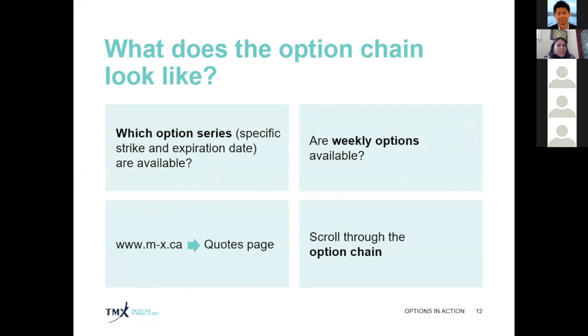Okay, what does the option chain look like? It's always good to take a peek at the option chain and what is available. And you may not be sure which strike price, which expiry date you want, but you may have a rough idea. So also, it's nice to see weekly options. Obviously, those are options that are expiring in a week. And they're great for short-term investing if you believe an event is about to happen.